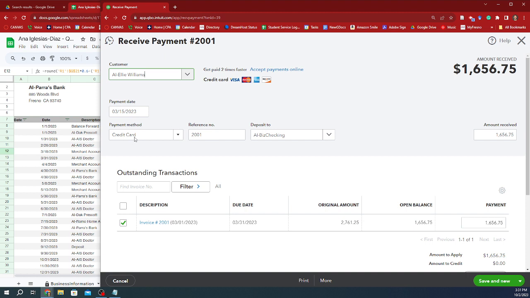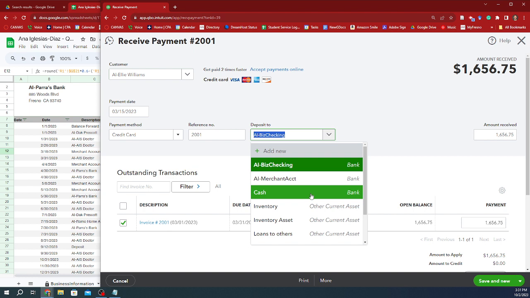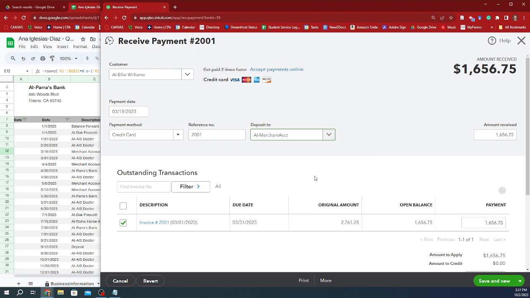So I know for a fact that when people pay us with a credit card, we don't deposit to your checking account directly, as I explained in the past, right? We will have those funds deposited to your merchant account. And then the merchant is going to charge the fees associated with the collection of this amount. So that was a mistake. I'm going to save and close it.